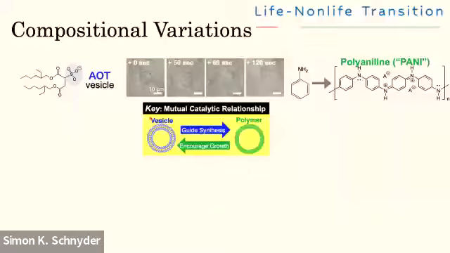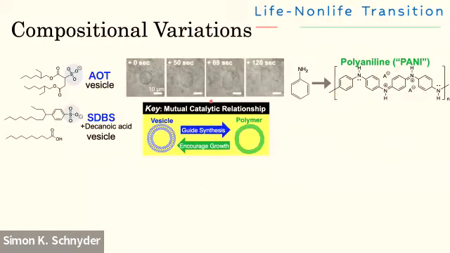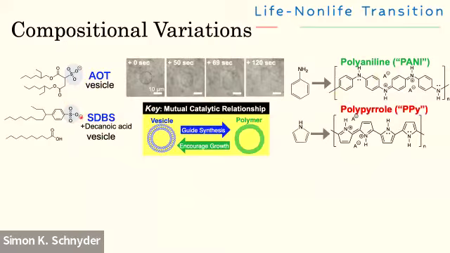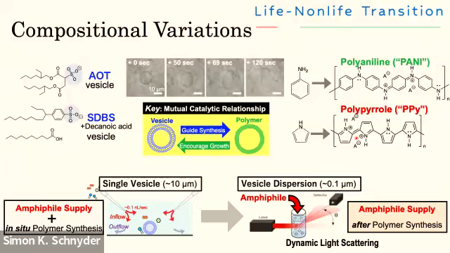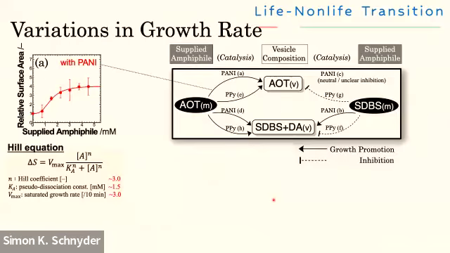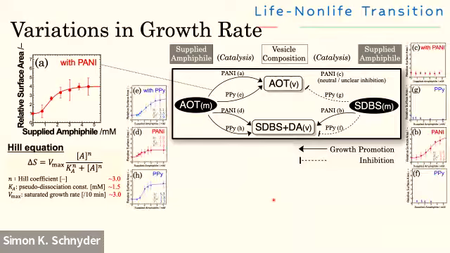In my talk, the vesicle composition was AOT, and the polymer used was polyaniline. And now I'm trying to include SDBS, another sulfonated vesicle membrane, and polypyrrole. It's very similar, but these molecules are also synthesized by template polymerization coupled with the vesicle membrane. And now by using a vesicle dispersion system.